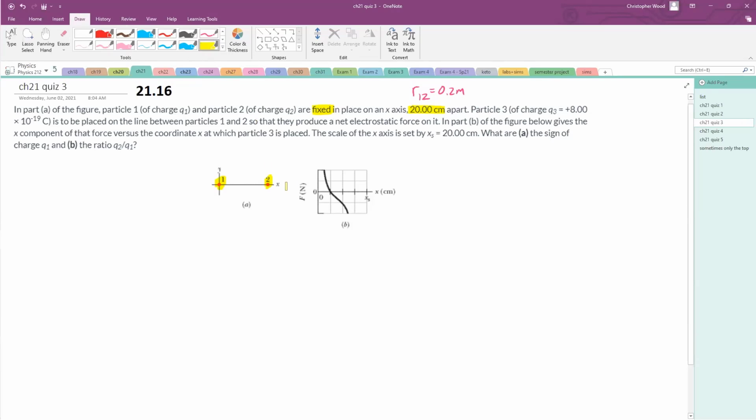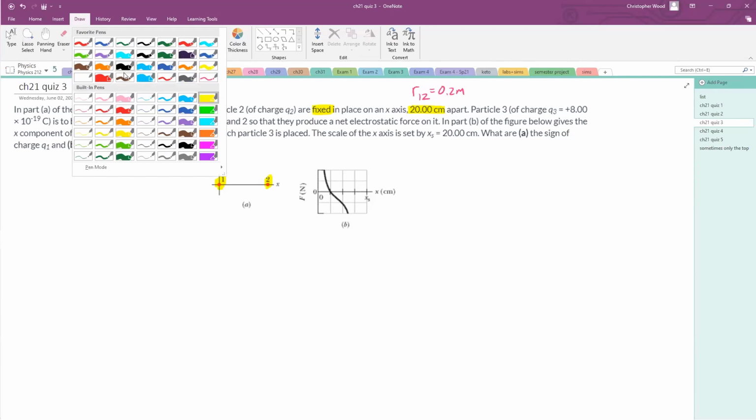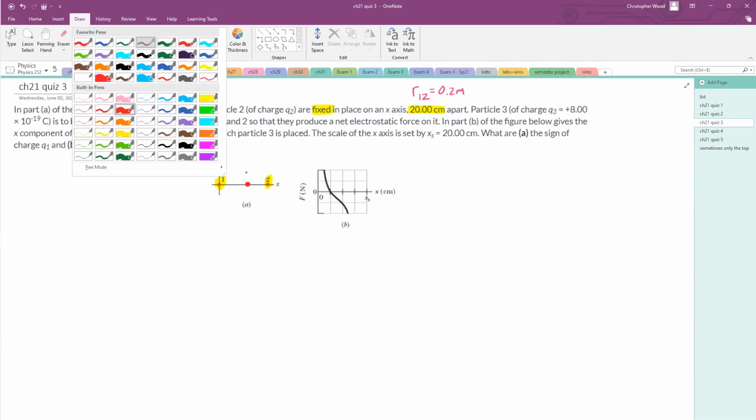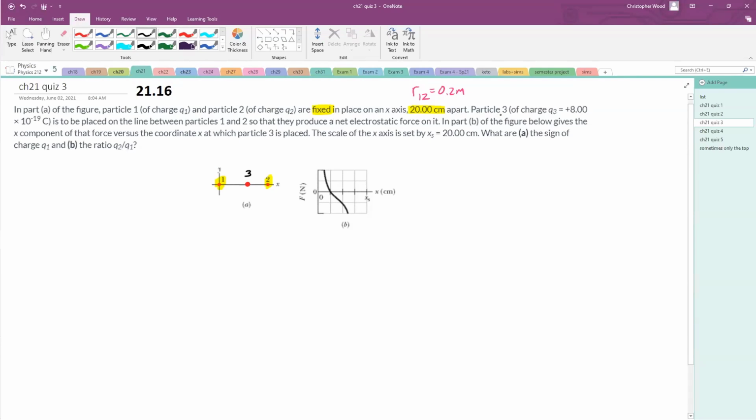Particle 3, which is not shown, but it says particle 3, which we do know the charge of, is to be placed on the line between particles 1 and 2. So somewhere between particle 1 and 2, we have particle 3, which is maybe right here somewhere. Okay, so I'm going to label that particle 3. Particle 3 with a charge of Q3 equals 8e minus 19 coulombs is to be placed on the line between particles 1 and 2 so that they produce a net electrostatic force on it.